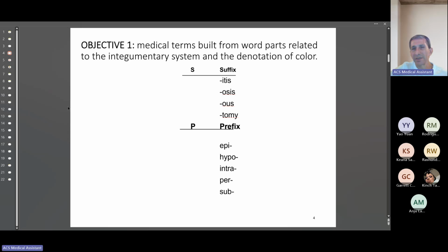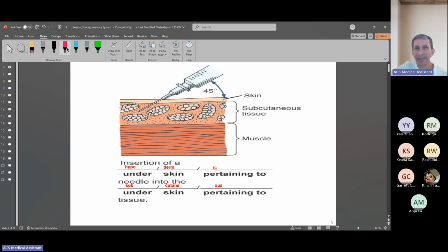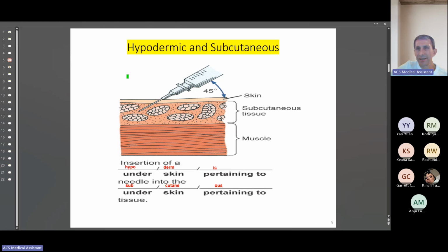Okay, so let's move to the next slide. Here it is, hypodermic and subcutaneous. If you see on the upper part of this slide, it says right here, hypodermic, subcutaneous. It's the same as down here: hypo, under, derm, skin, IC, pertaining to, under the skin. That's how we have to read it.